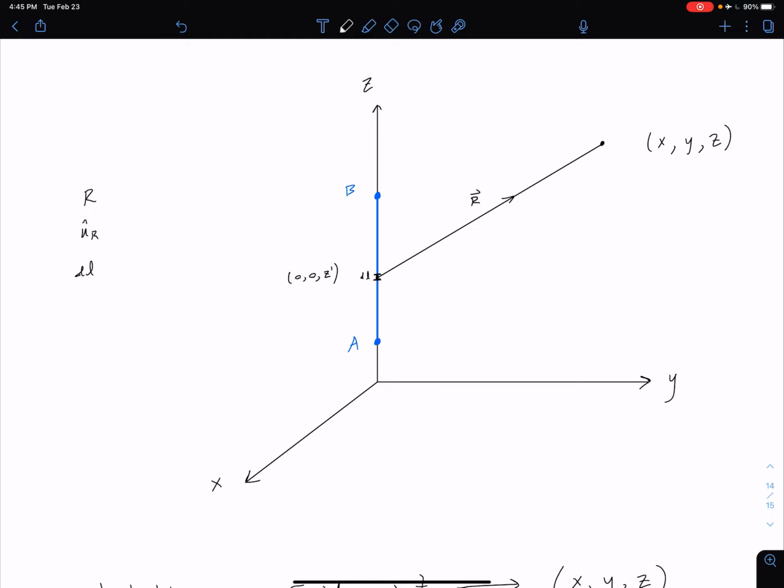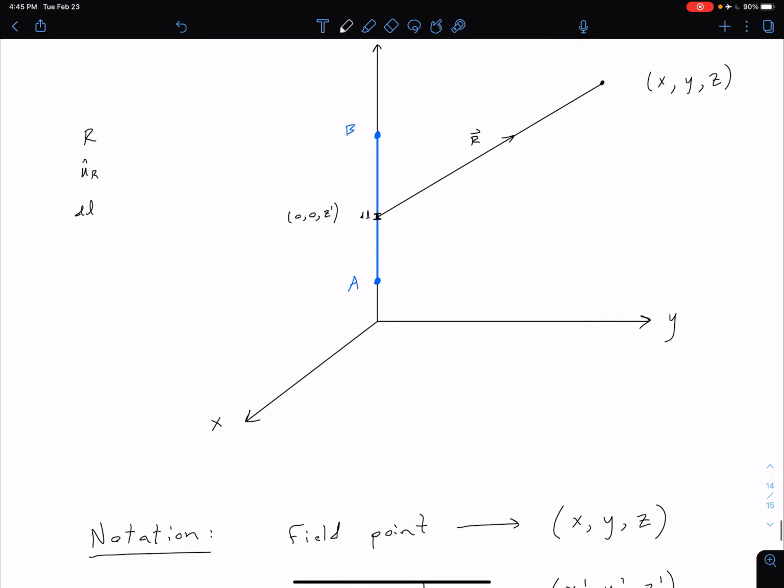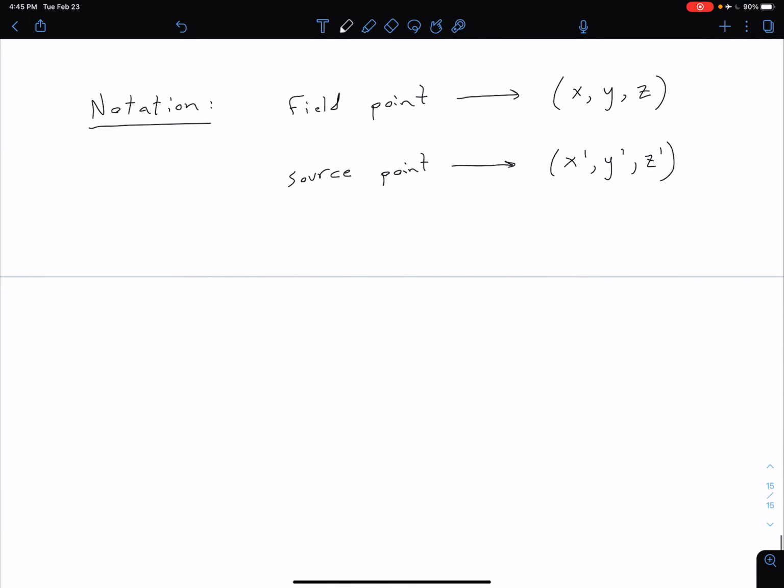From that, we can find the magnitude of our r, and ultimately our unit vector in the r direction as well. So let's start by saying that our dl is going to be just in the dz direction. So we can say dl is equal to dz. And this is going to be dz prime because, again, we're talking about the source point, and this is only changing in our z direction.